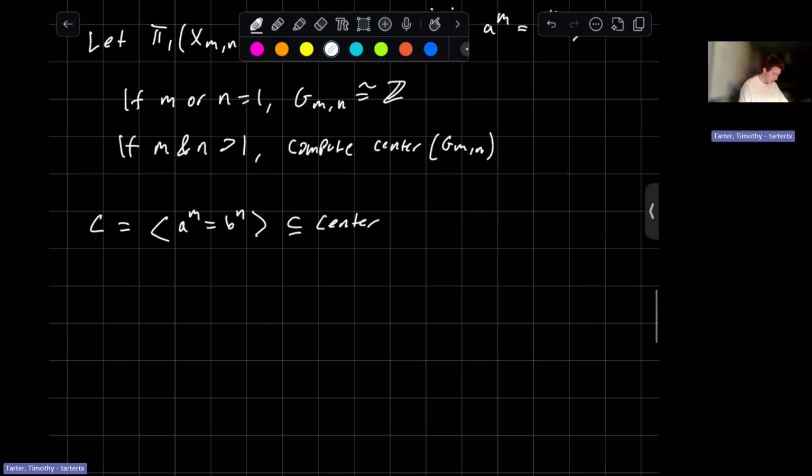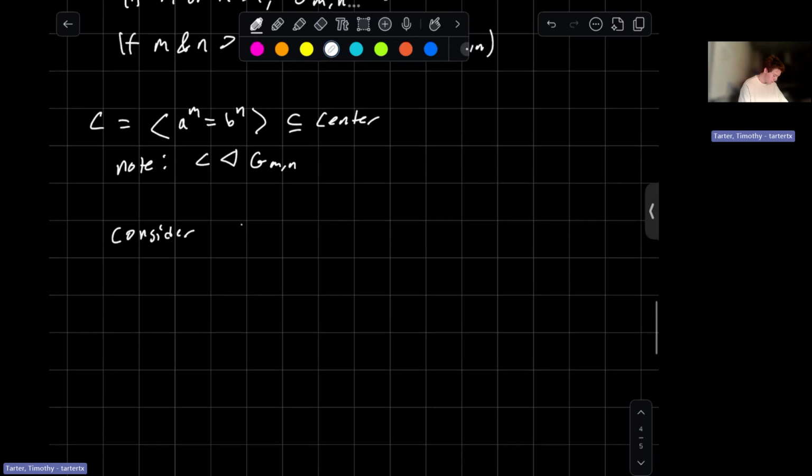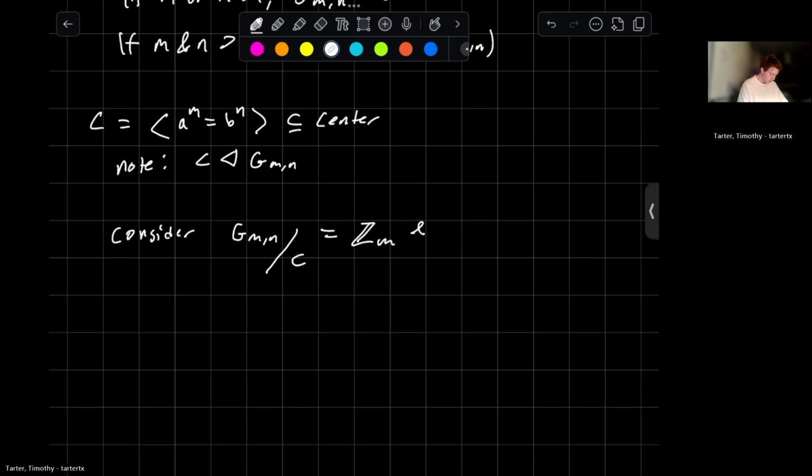In particular, C is a normal subgroup of GMN. So we can pass to the quotient group GMN mod C, which is the free product ZM star ZN. A free product of non-trivial groups has trivial center as a lemma.